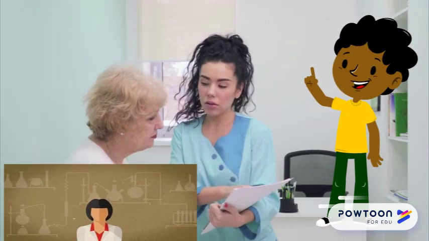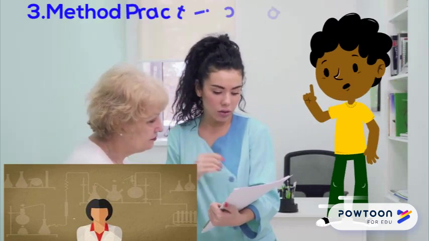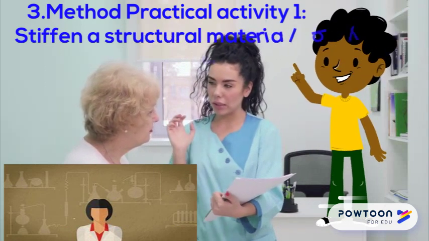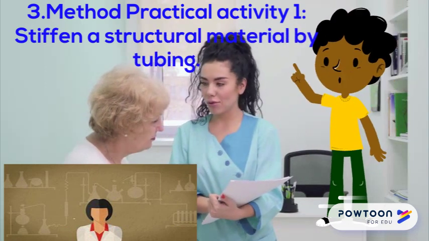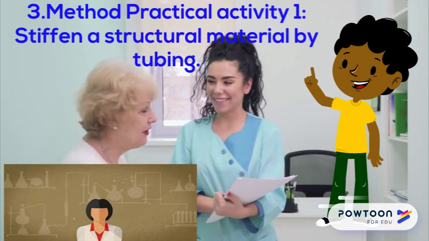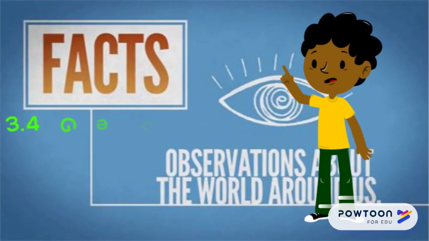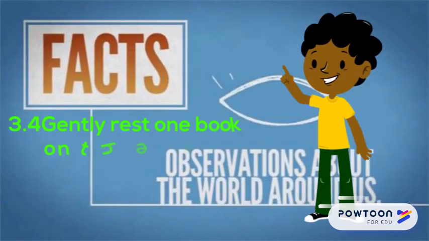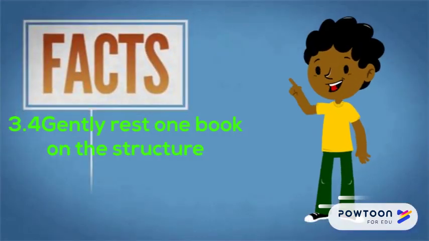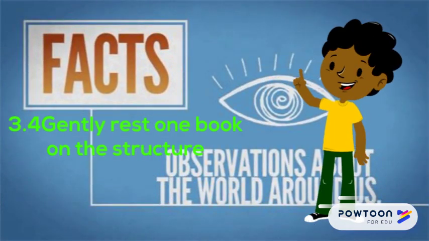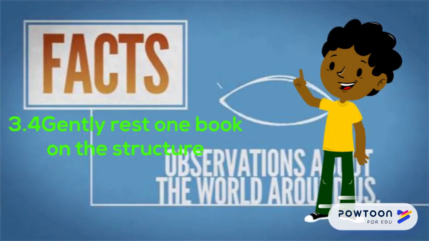Point 3. Method. Practical activity 1. Stiffen a structural material by tubing. 3.1. Roll a sheet of paper into a tube. 3.2. Secure the ends with tape. 3.3. Stand the structure vertically on a firm structure. 3.4. Gently rest one book on the surface. 3.5. Add another book and see how many books the structure will support before collapsing. 3.6. Record your observations in the evaluation table.